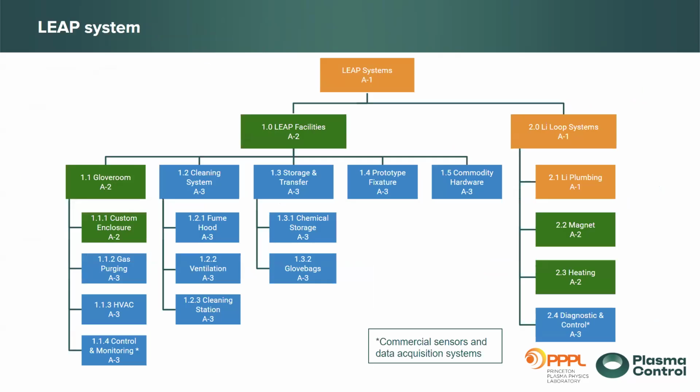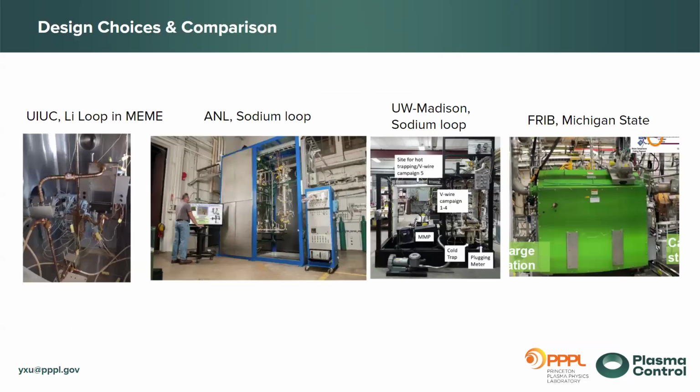Okay, so this is a brief overview of the LEAP system. What I'm showing here for the box is the LEAP facility, and this is the one that has passed the FDR. On the right side is what's inside the box, and we are currently working on the design review for this. You can see it's mainly composed of a glove room, cleaning system, and storage and transfer. So we have solutions for all of these, and if you're interested, I can send you some slides and information about this. I won't go into detail on each component.